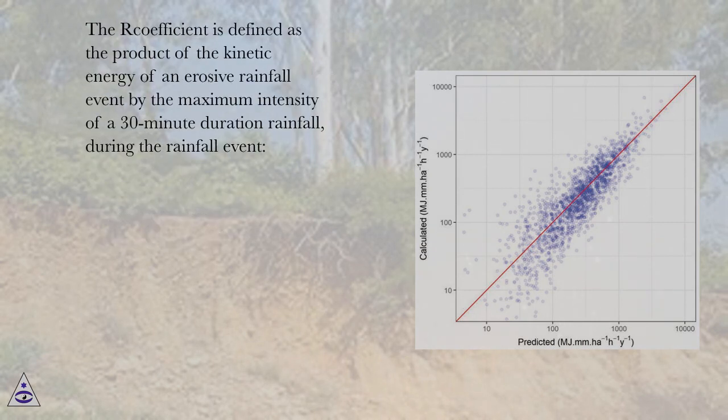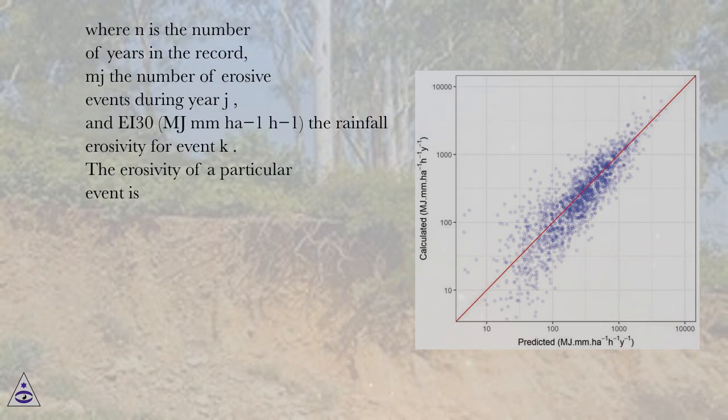The coefficient is defined as the product of the kinetic energy of an erosive rainfall event by the maximum intensity of a 30-minute duration rainfall, during the rainfall event. Where n is the number of years in the record, mj the number of erosive events during year j, and EI30, MJ mm ha-1 hour-1, the rainfall erosivity for event k.